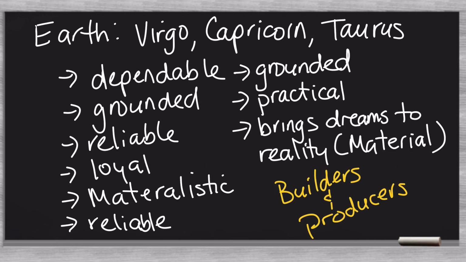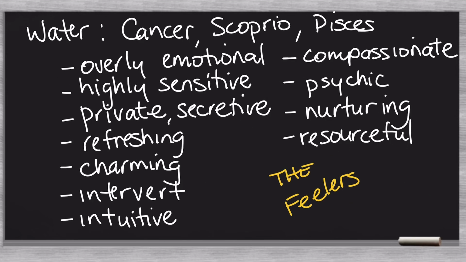So first you have the air, and then you have fire, and now you have earth, which is Virgo, Capricorn, and Taurus. The earth signs are the builders and the producers of the zodiac, and they are dependable, grounded, practical, reliable, loyal, and materialistic. And they are materialistic because they actually bring dreams to the real world. They actually build and produce things that are material because earth, again, is mass, right? So it's everything to do with mass. They're putting mass together.